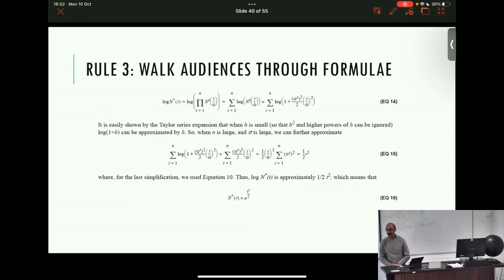Work audiences through formulae. Here I put up a fairly complicated formula. If I just flash this at you and say, yeah, it's obvious, well, it's not obvious. What you have to do is go step by step into what each of the terms is, what you're doing over here, and only then will somebody understand. I don't know how many talks I've been to, hundreds, where people just flash equations and say, yeah, of course, that's obvious. So at least for people like me, it's not obvious.